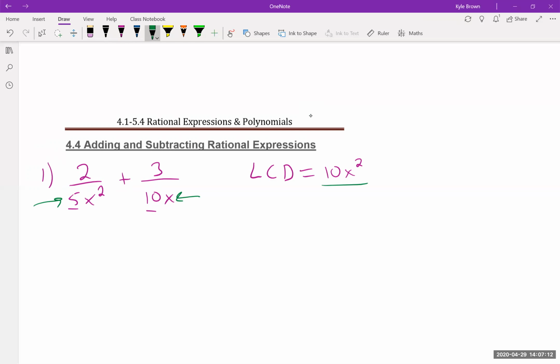Because once they're the same, then we can just add the tops. We can add the numerator. Okay, so I just need to figure out, what do I need to multiply by? What do I need to multiply this 5x squared by to get it into 10x squared? Well, all I need to multiply by there is 2, right? That'll do it. But again, whatever I do to the bottom, I have to do to the top. Okay, so that part's done.